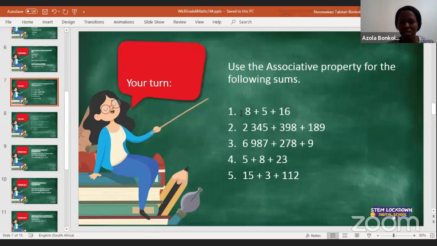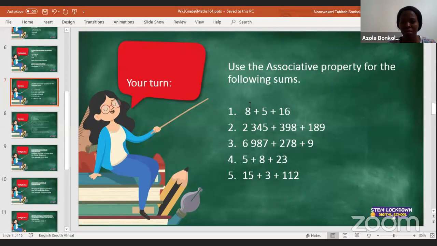So the first exercise for the day says: use the associative property for the following sums. We're going to have one person answer 1, 2, 3, 4 and 5, so one person for each sum that we see on the screen. The first one says 8 plus 5 plus 16. We're told to use the associative property for the following sums, so I want to see if we are now able to distinguish between the commutative property and associative property.